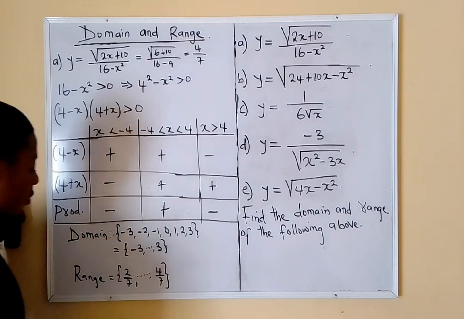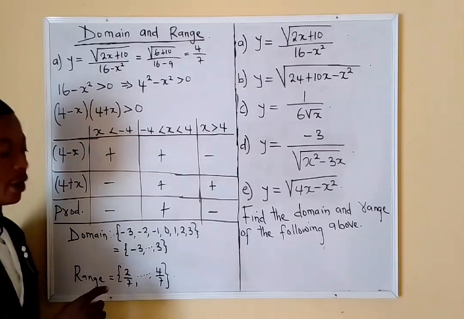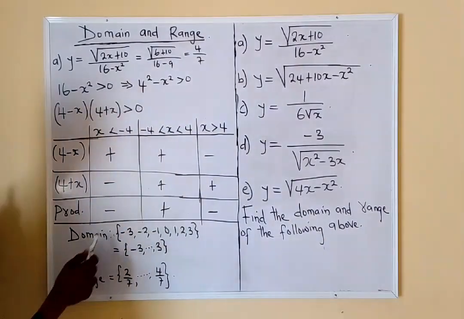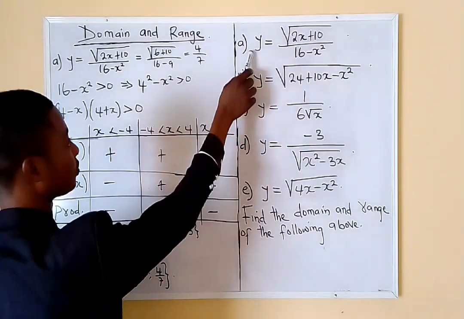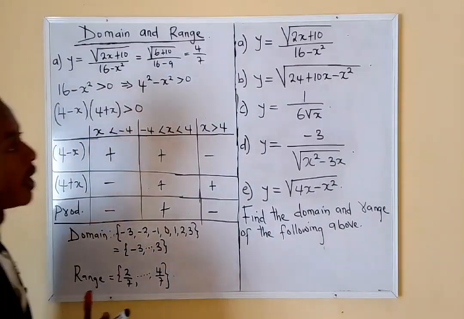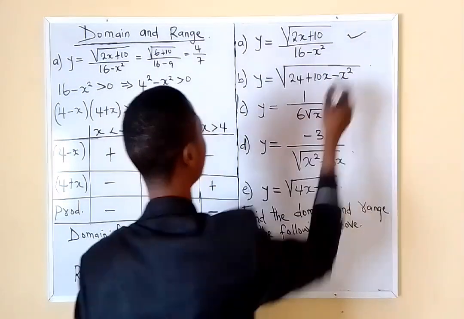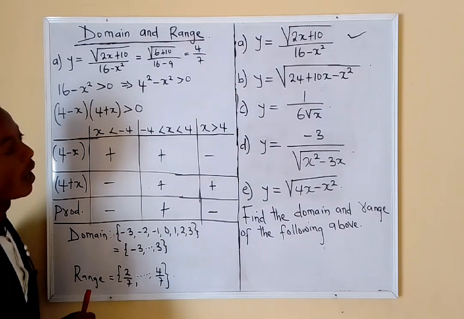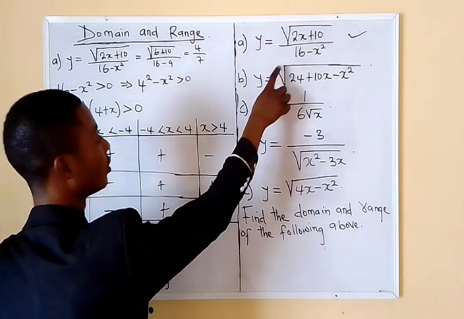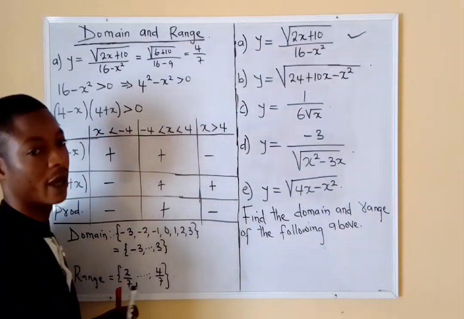The second question is: the function is y equal to the root of 24 plus 10x minus x squared. We have to find the domain and the range. If you have any question concerning this, you can inbox me. Alright, so to calculate for the first value, for the second question, it's still the same method.